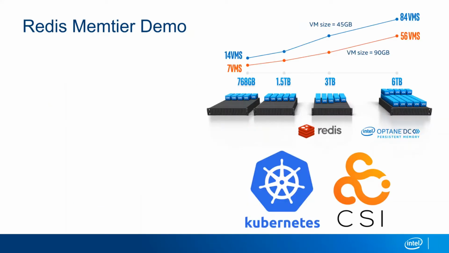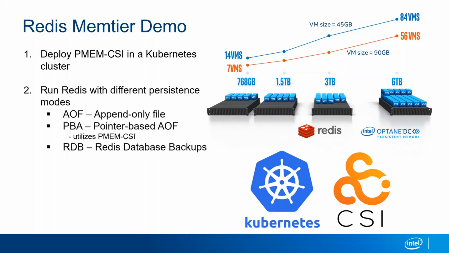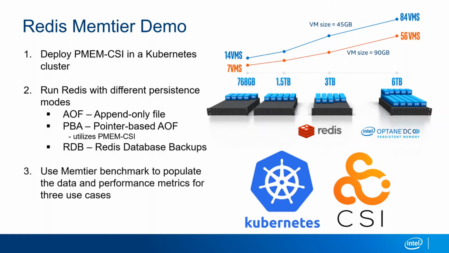Now, let's dive into the Redis Memtier demo. There are 3 steps in this demo. First, we will show how to deploy the PMEM-CSI in a multi-node Kubernetes cluster. Next, run Redis with different persistent modes, AOF, PBA, and RDB, where the pointer-based AOF mode utilizes PMEM-CSI. And lastly, use Memtier benchmark to show the performance of the 3 use cases.